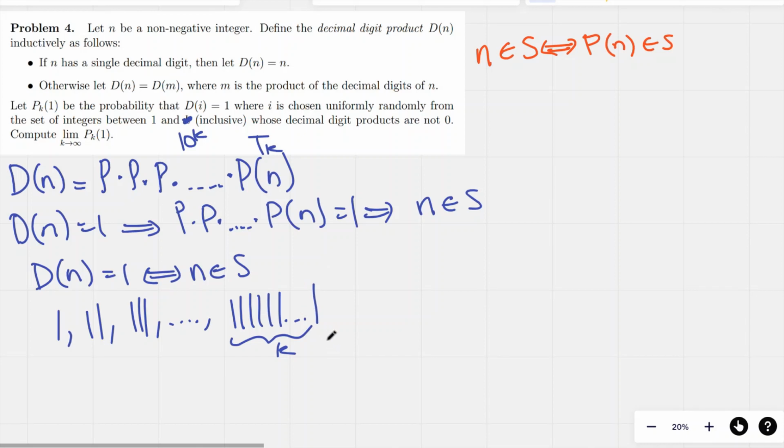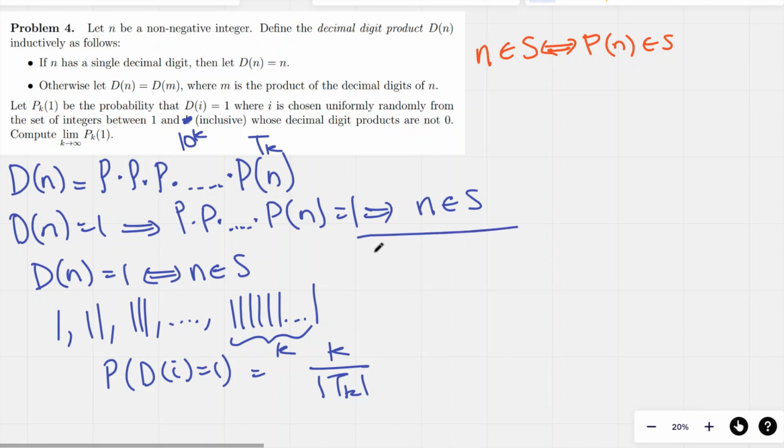So for D of I to be 1, there's k choices of numbers there. And so the question is, how big is T_k? The probability that D of I equals 1 is now equal to k divided by the size of T_k. And I claim that this probability tends to 0. I don't actually need to worry about the exact size of T_k, I just need to show that it's sufficiently big. So let's examine T_k and the numbers that I know for sure are in T_k.